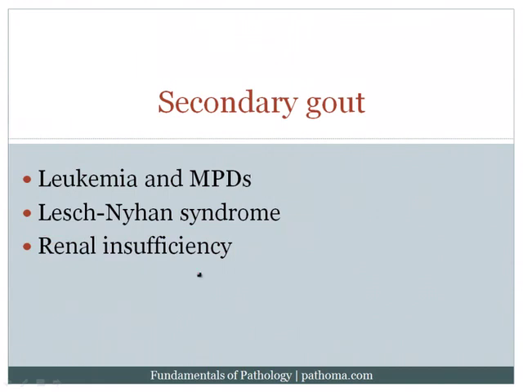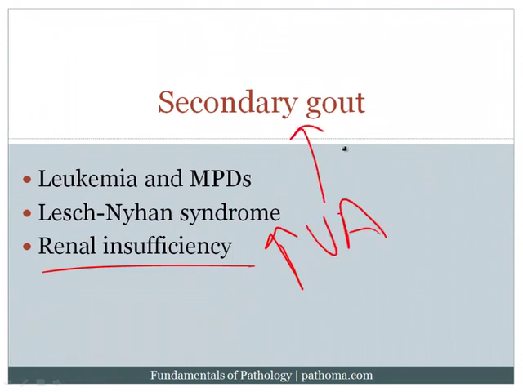The third cause of secondary gout would be renal insufficiency. Now recall that the kidney has to excrete the uric acid to get rid of it. And so if there's insufficiency, you won't be able to excrete the uric acid. That'll result in high levels of uric acid, which could then result in a secondary gout.